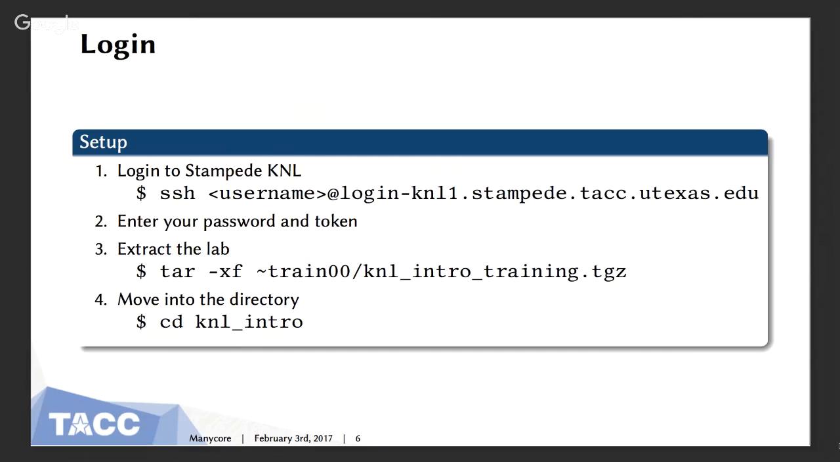So now we'll start with the interactive stuff. Basically, I just need you guys to log into the login node. So you'll SSH username at login-knl1.stampede.tac.utexas.edu. Then you'll have to enter your password and the TAC token. Extract the lab from this location. It's just called that. Just untar it into your home directory, and then jump into the directory that we've untarred. So I'll give everyone some time to sort this out, and let me know if you're having trouble accessing the nodes or the training material.